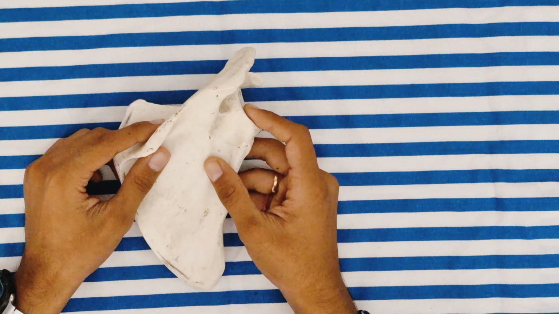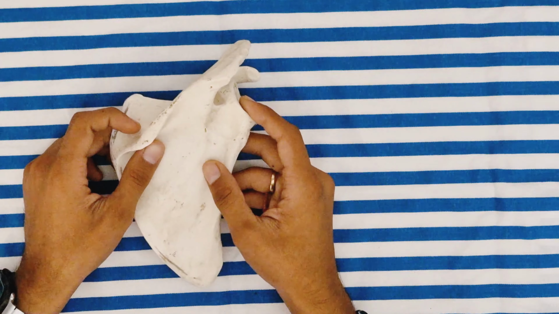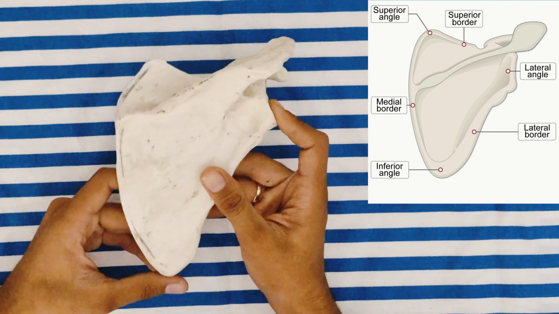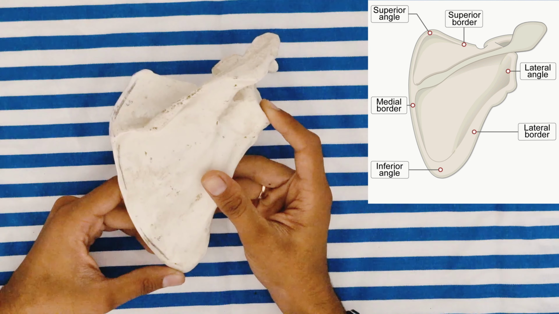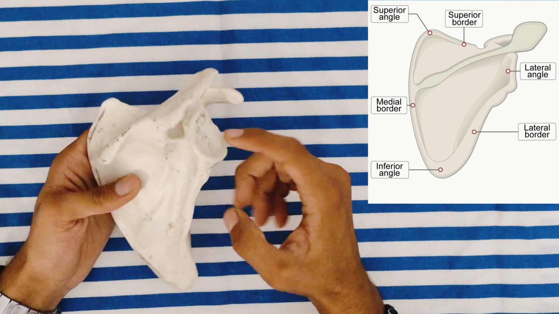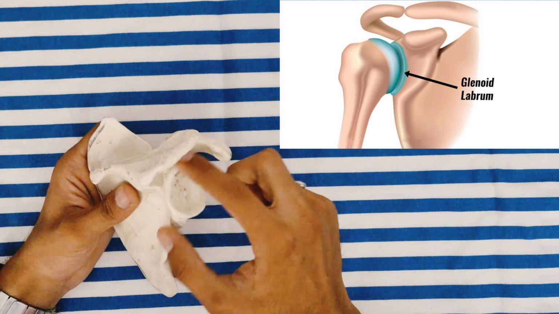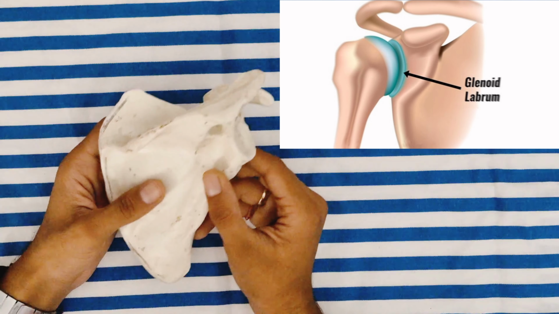Now let us discuss the angles of the scapula. The superior angle lies over the second rib, the inferior angle lies over the seventh rib, and the lateral angle is the glenoid cavity, and the glenoid labrum is over the glenoid cavity.